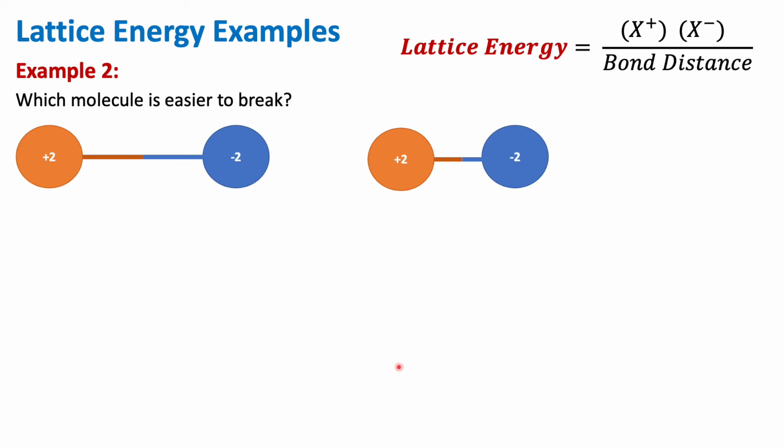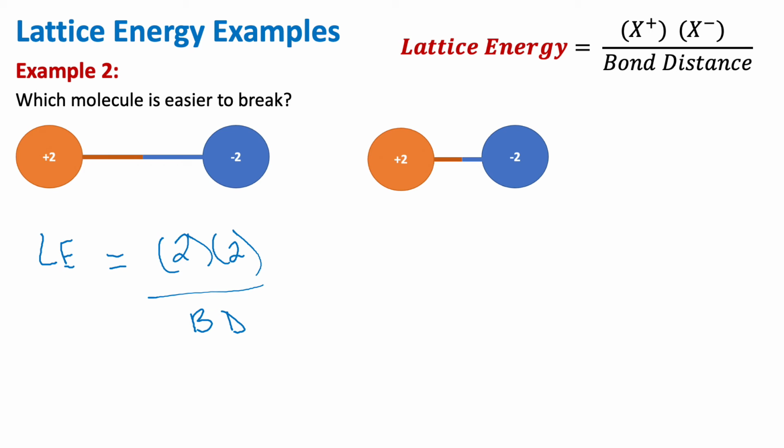Now, taking a look at this question, we've switched roles. We have 2 molecules and they both have the same charge and they differ in their bond distance, and the question is asking which is easier to break. If a molecule is easier to break, that means it must have a smaller lattice energy. So we have to find the lattice energy of both of these molecules and determine the lower lattice energy. Once again, lattice energy is equal to the charge of the cation multiplied by the charge of the anion divided by some bond distance.